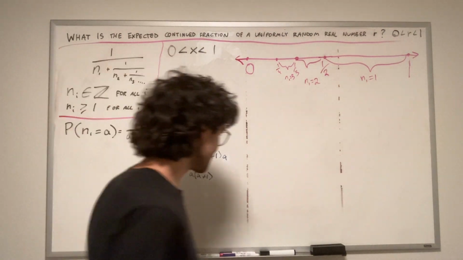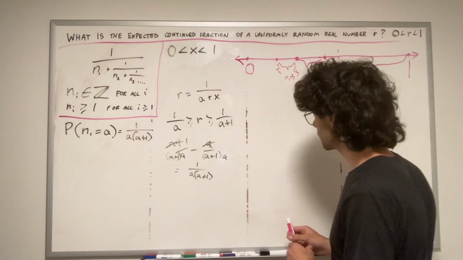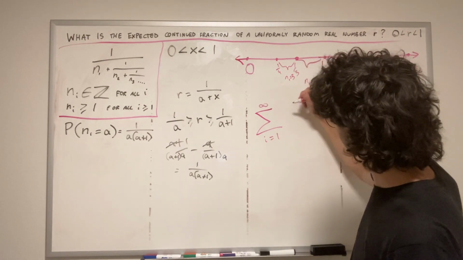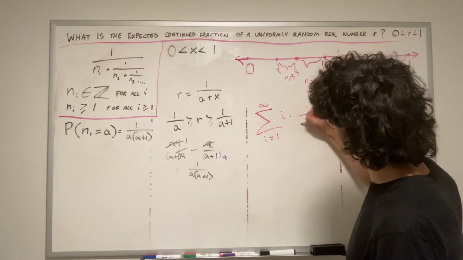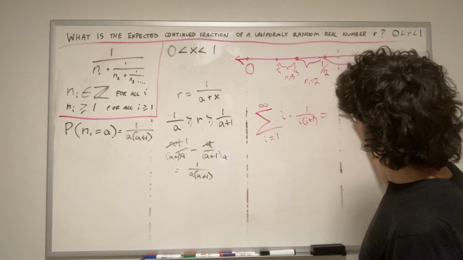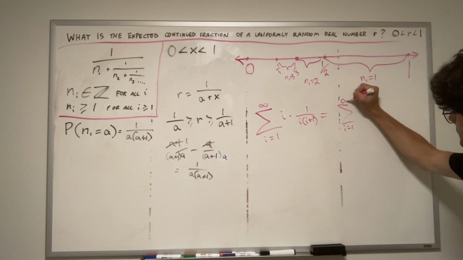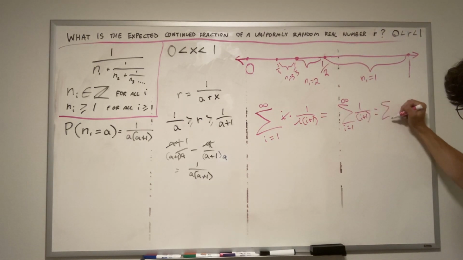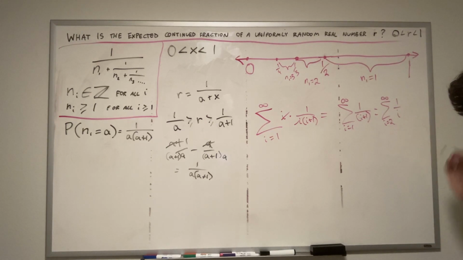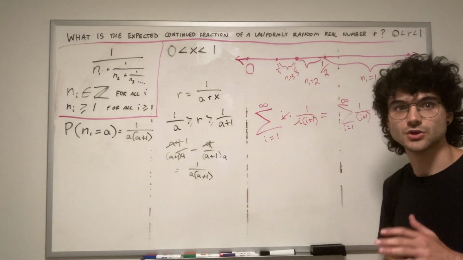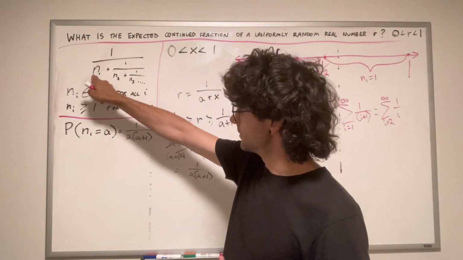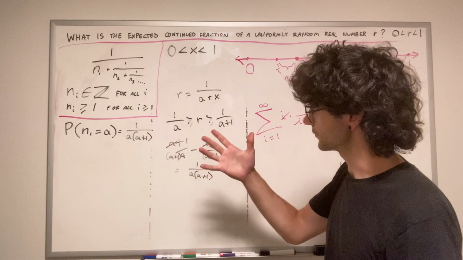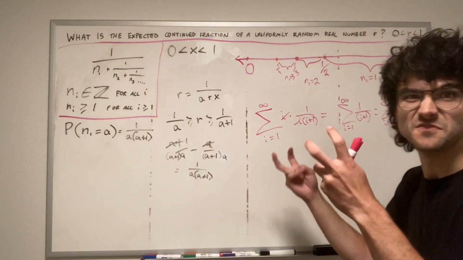Now, maybe what's the expected value of that? So this would be the sum as i goes from 1 to infinity of i times 1 over i times i plus 1, which equals the sum as i goes from 1 to infinity. These i's will cancel out, so we get i plus 1, which equals the sum as i goes from 2 to infinity of 1 over i, and we know the harmonic series diverges. So even though the most common value for this is 1, and then 2, and then 3, even though the low values are the most frequent, the expected value is still infinity.